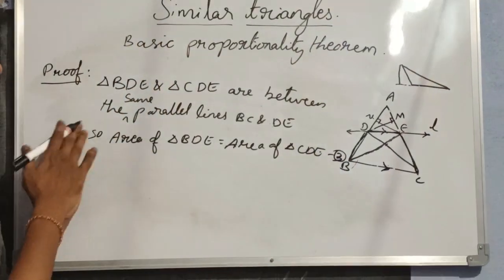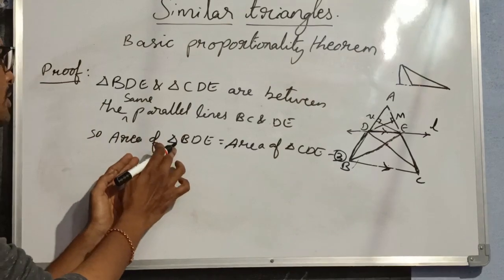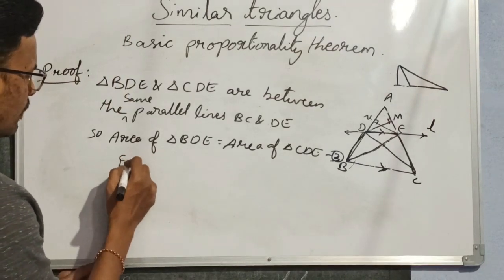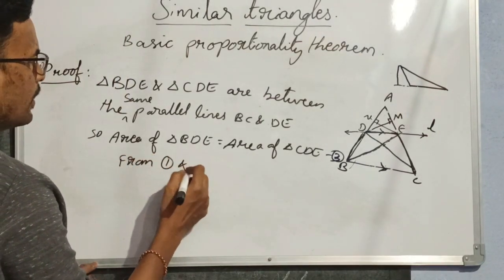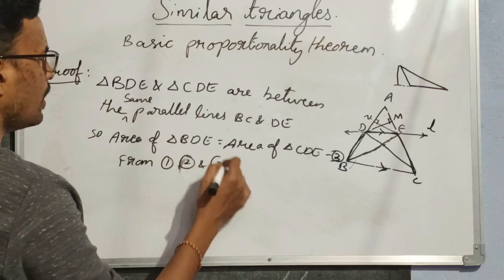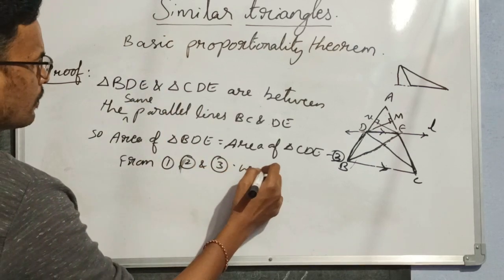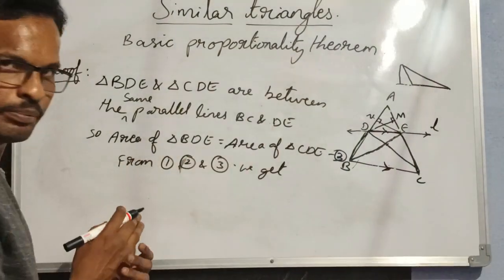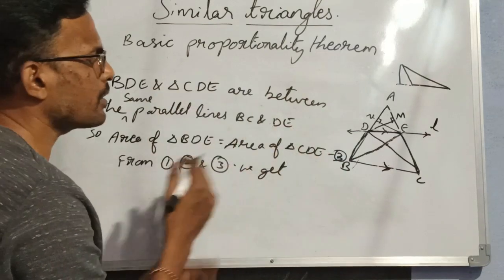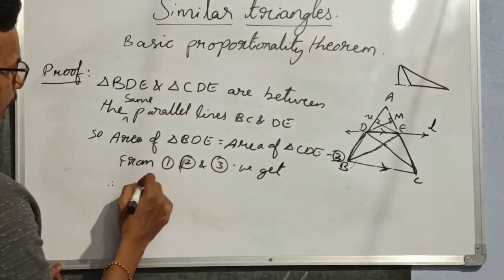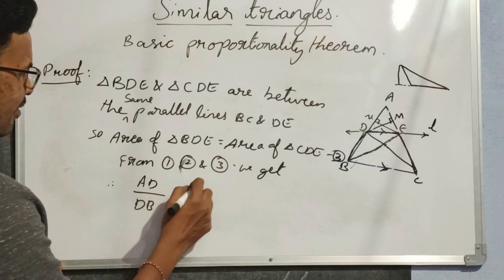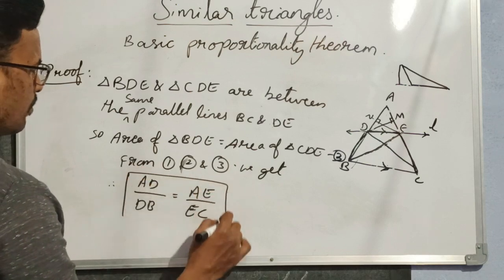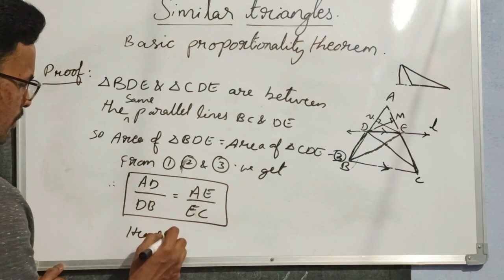If in equation 2 I substitute BDE instead of CDE, then from equations 1, 2 and 3 we get that area of triangle ADE by area of triangle BDE will be the same. When the LHS are equal, the RHS will be equal. Therefore, AD by DB is equal to AE by EC. This is our proof. Hence proved.